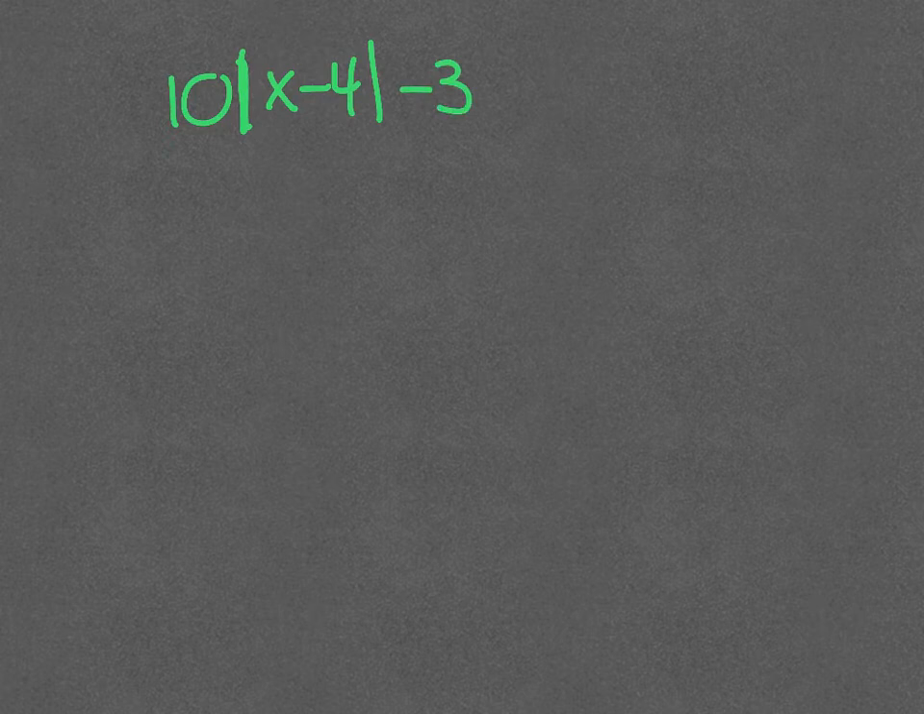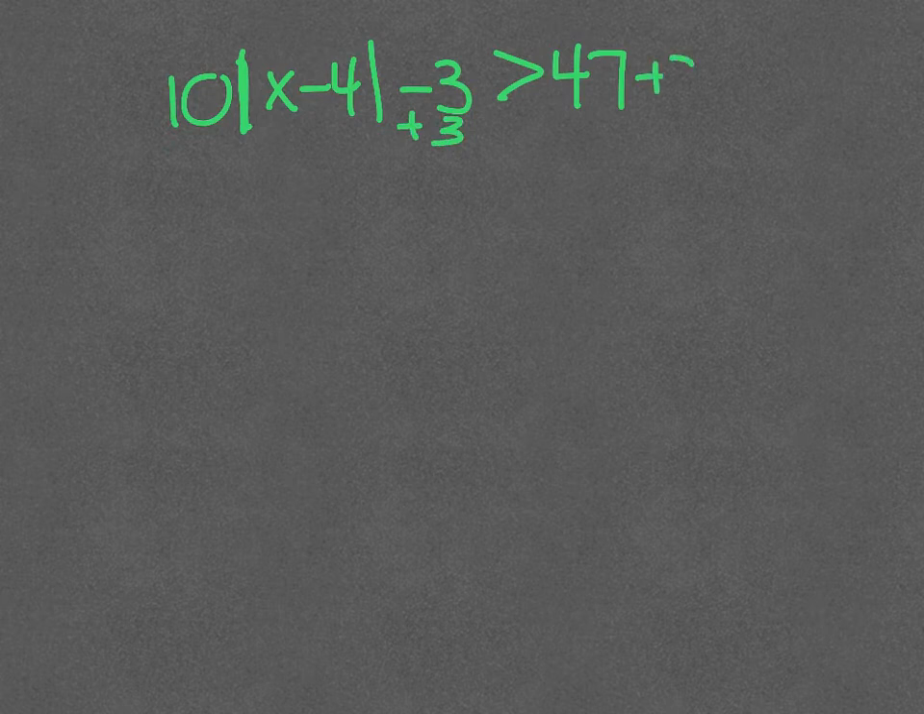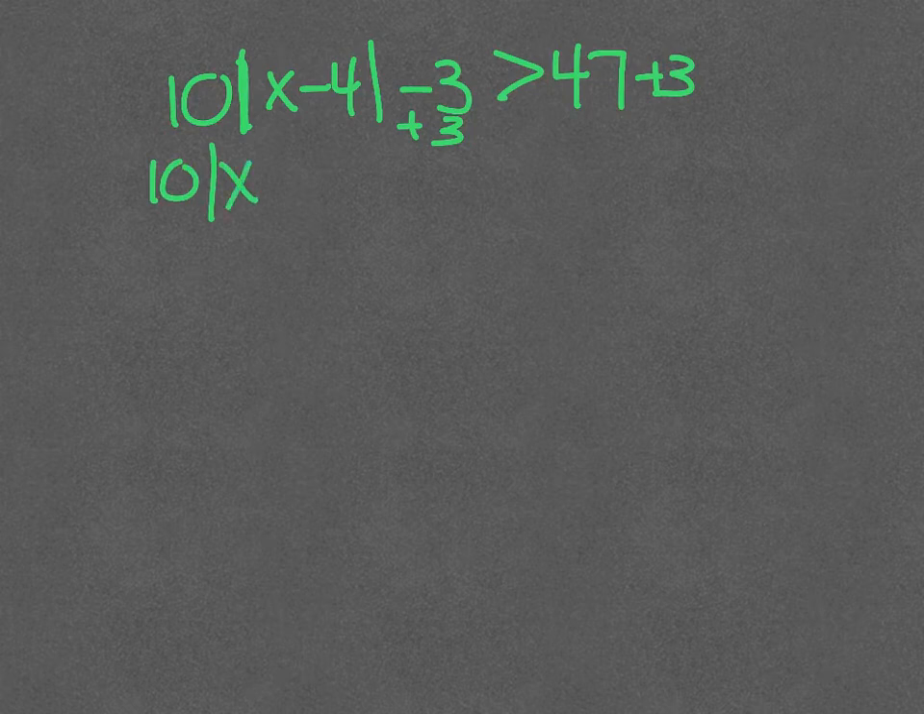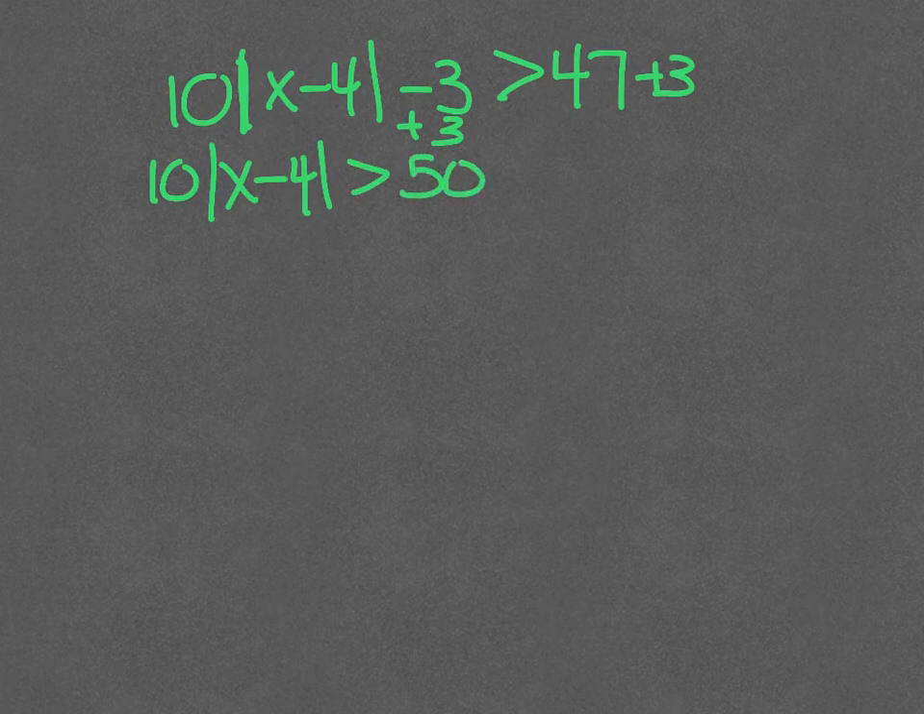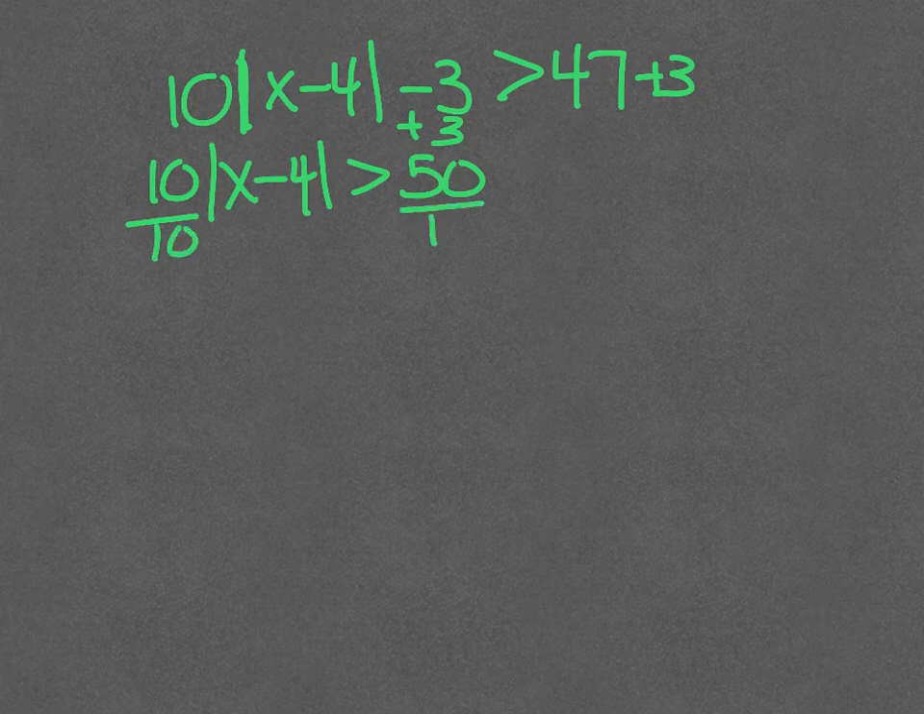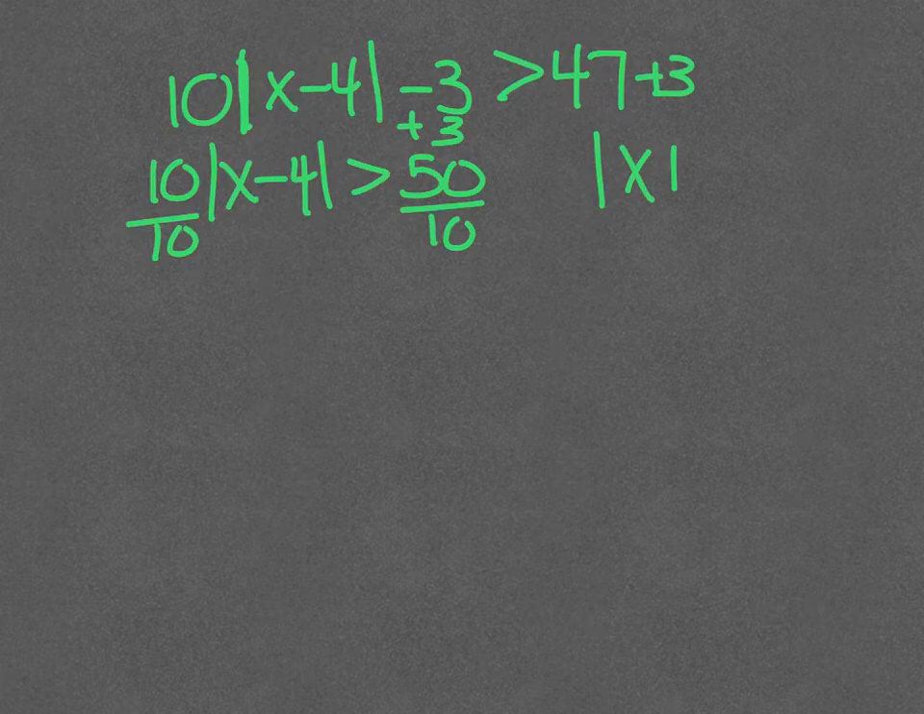All right. Look at number 9. 10 times, remember it's right up against it, so that means we're multiplying. 10 times the absolute value of x minus 4, minus 3 is greater than 47. Okay, so let's get rid of the stuff in the yard. So minus 3, we're going to add 3. So 10 times the absolute value of x minus 4 is greater than 50. Okay, 10 is multiplying, so we're going to divide. So now I've got the absolute value of x minus 4 is greater than 5.